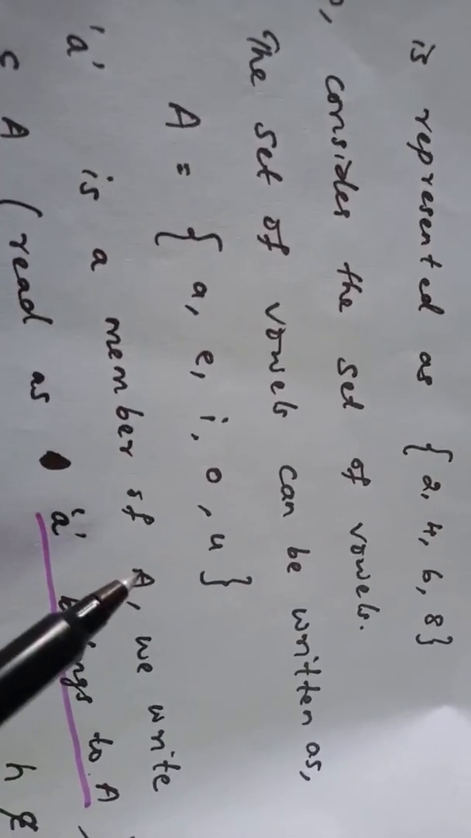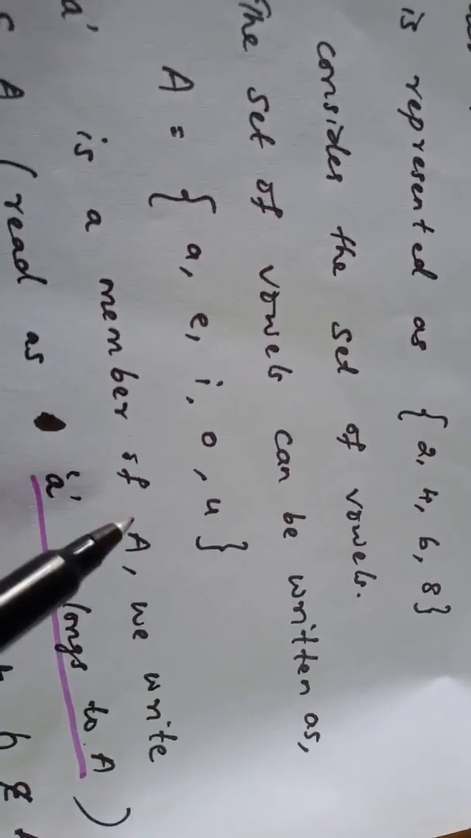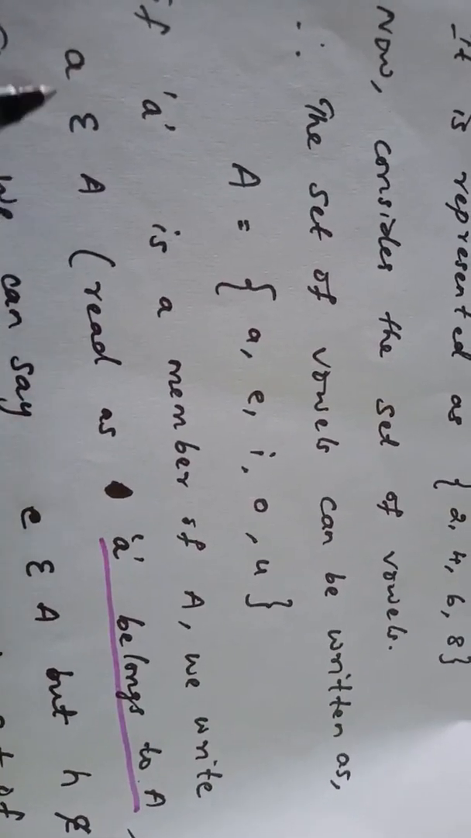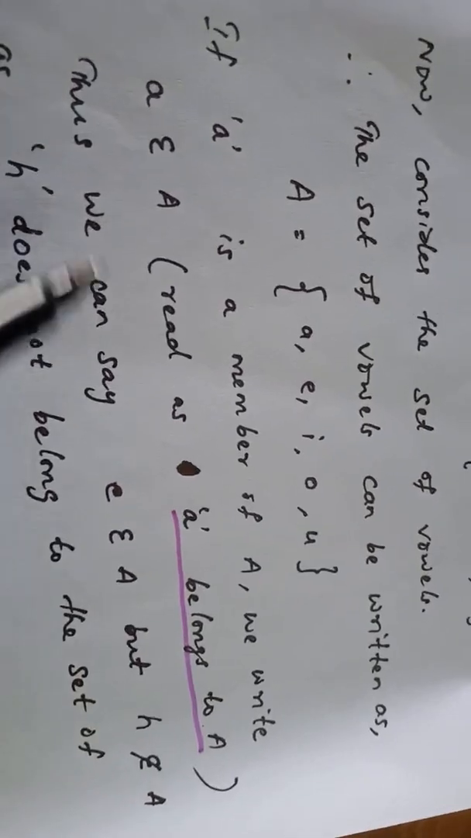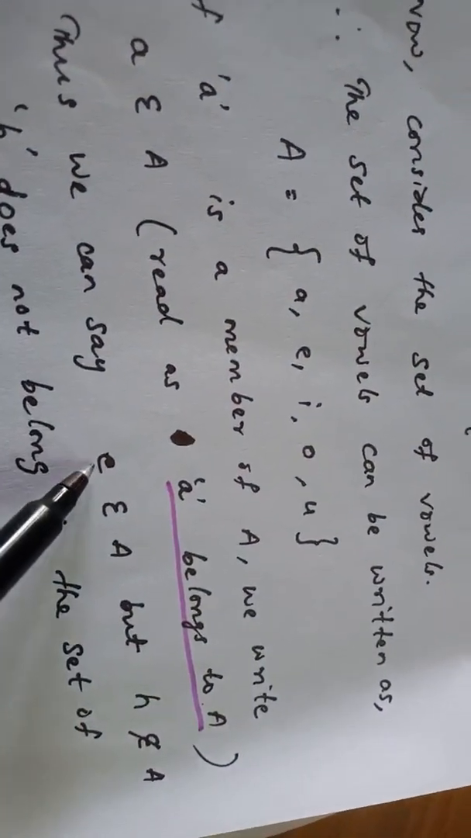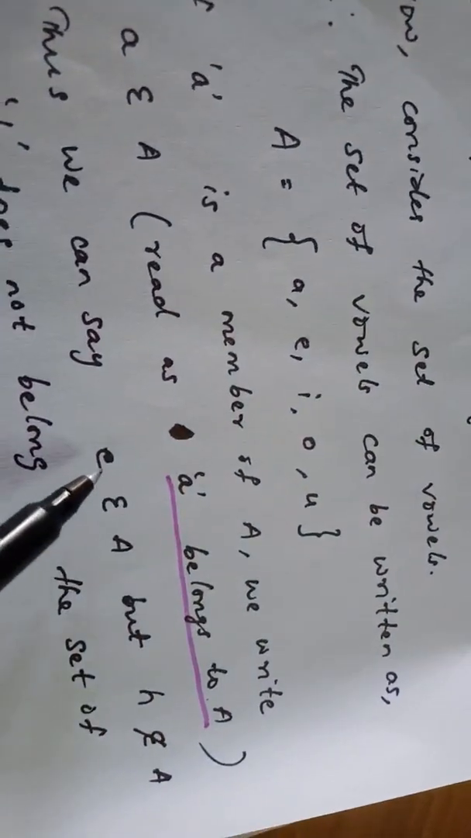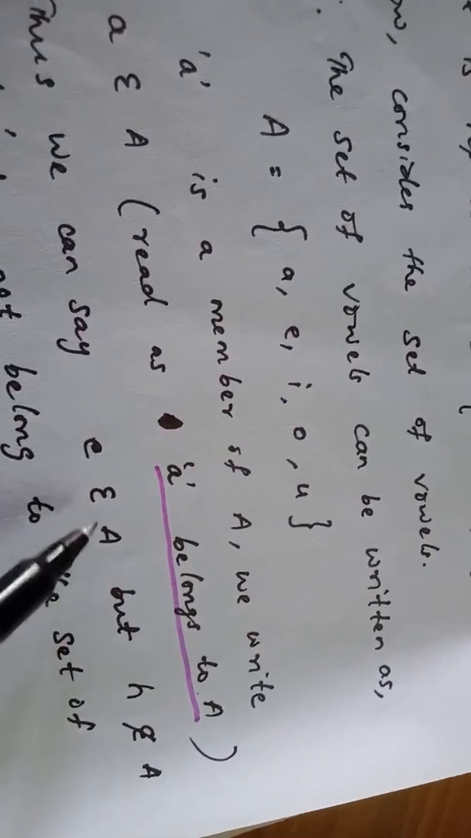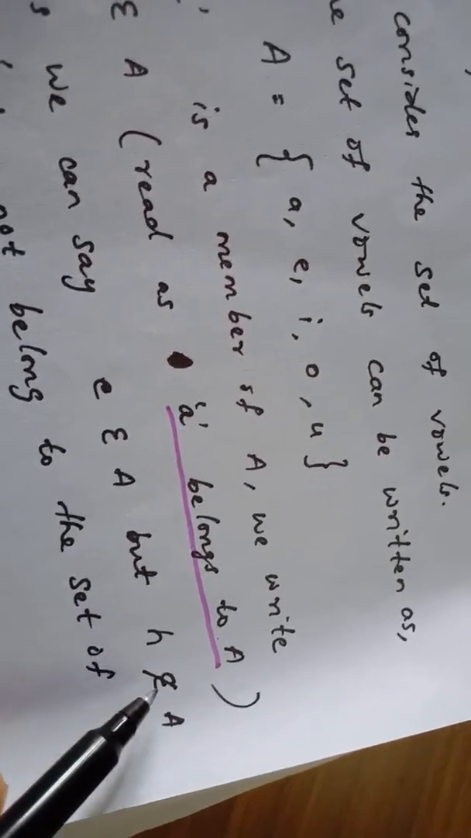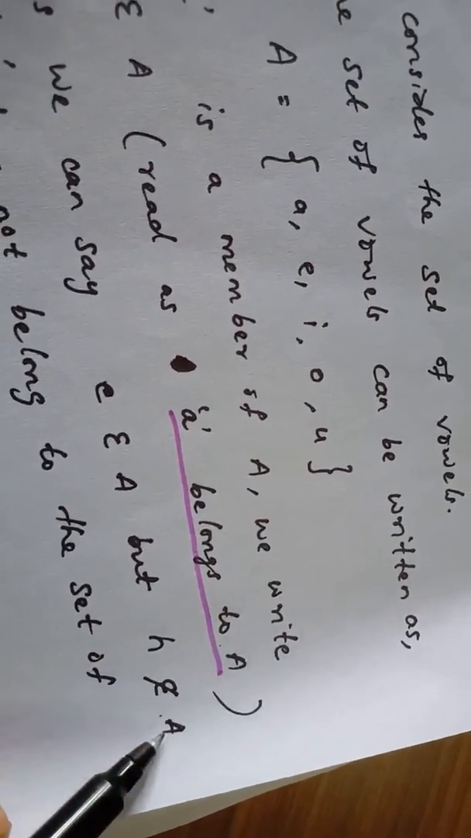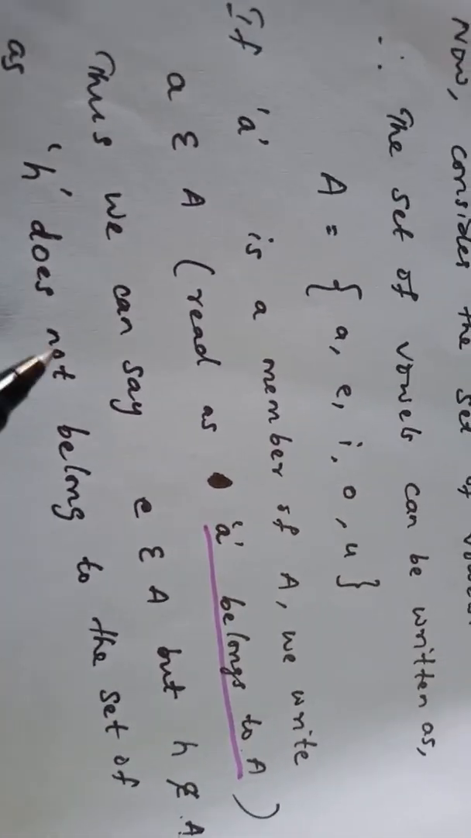If a is a member of A, that means a is a member of the set given by the name capital A, then we write as a ∈ A. This is read as a element of A, otherwise a belongs to A. Then from this we can understand that the small letter a is a member of the set capital A. Thus from the above example we can say that e is a vowel, and here we can say that e belongs to, otherwise e is an element of capital A, the set of vowels, but h does not belong to A, not an element of A, because h is not a vowel.